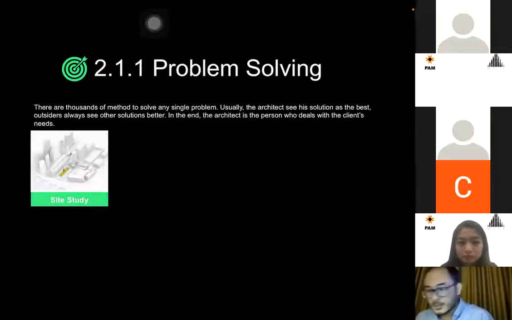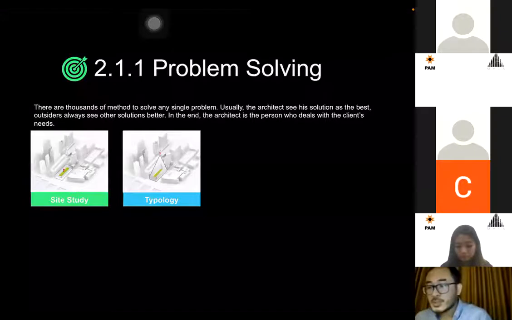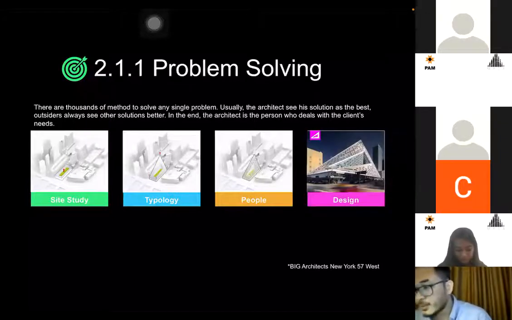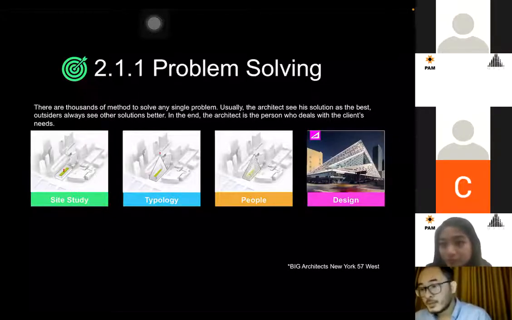So this is one example I take from a big architect. First, you start with the site. You study the site. You get the brief from the client. So maybe it becomes like that after you study the site. And then you impose the typology onto the site, and then the other needs in the building. Next would be to solve the people's problems and potential. So in the end, the design is completed like that. This is the example of Big Architect, New York 57 West. This is a very simple approach of problem solving in design.